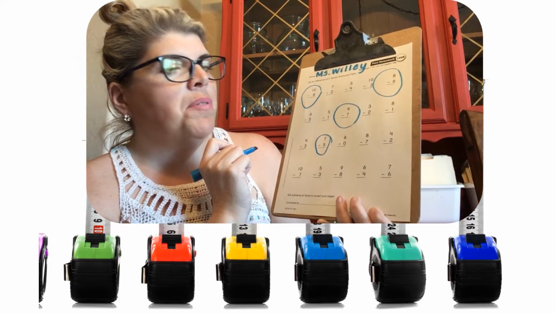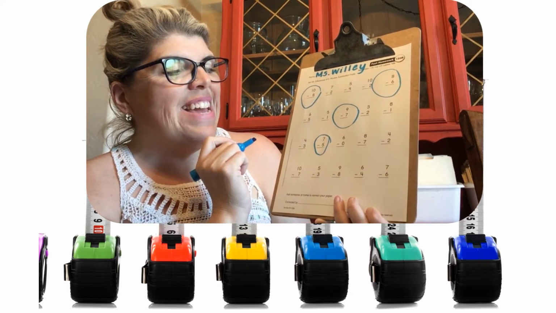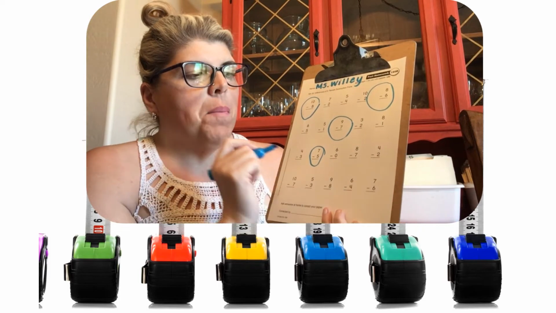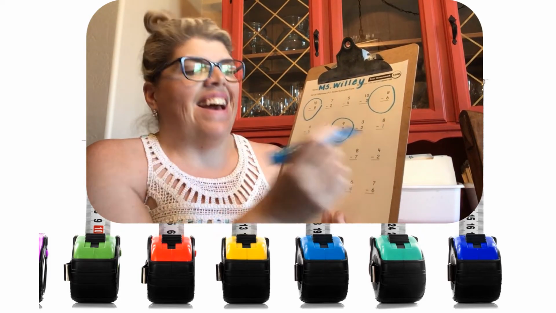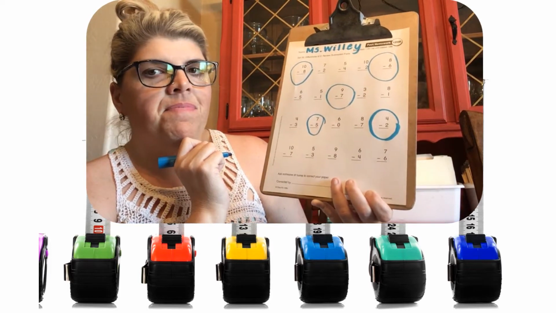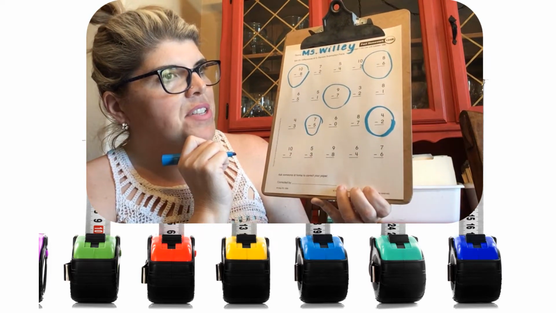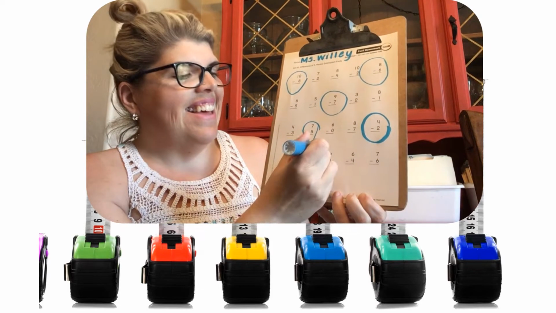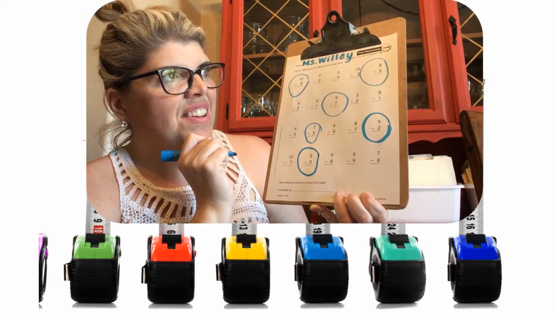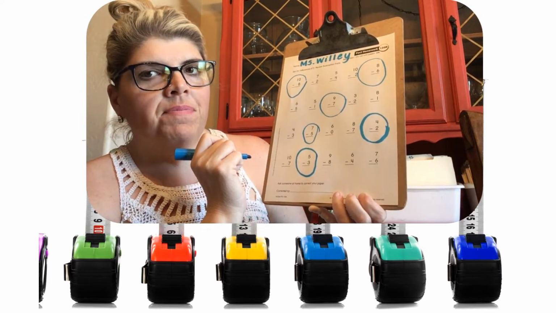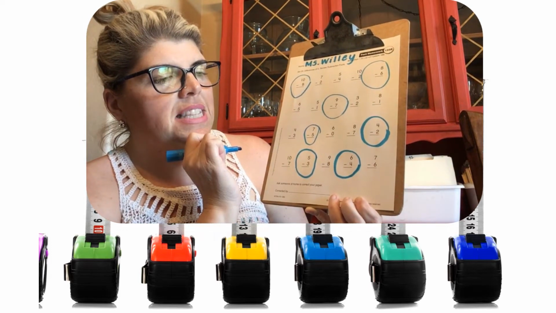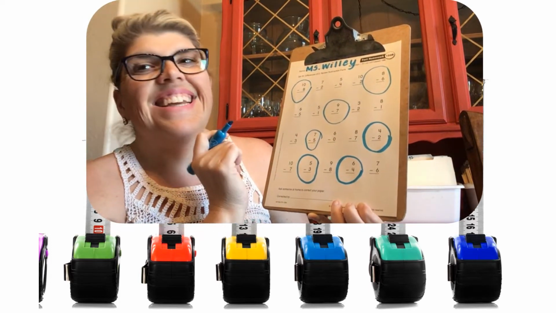6 minus 0? That's not a difference of 2. 8 minus 7? That's a difference of 1. What about 4 minus 2? That is. Go ahead and circle it. 10 minus 7? No. 5 minus 3? It is. Good job. 9 minus 8? Nope. 6 minus 4? It is. Difference of 2. And the last one, 7 minus 6. That's a difference of 1.